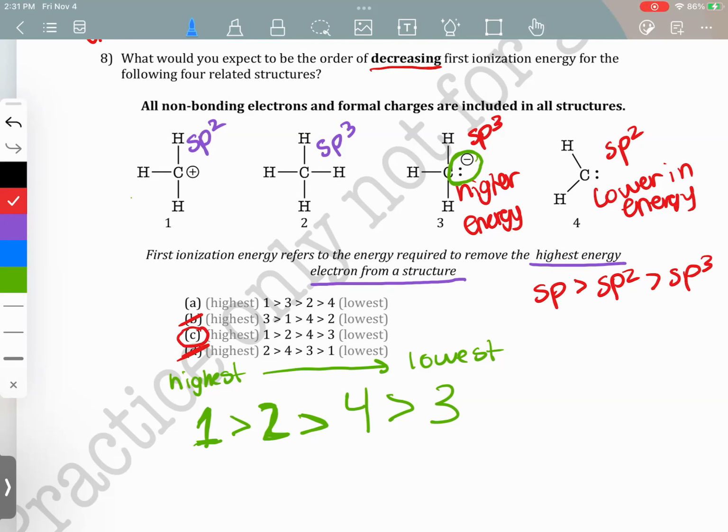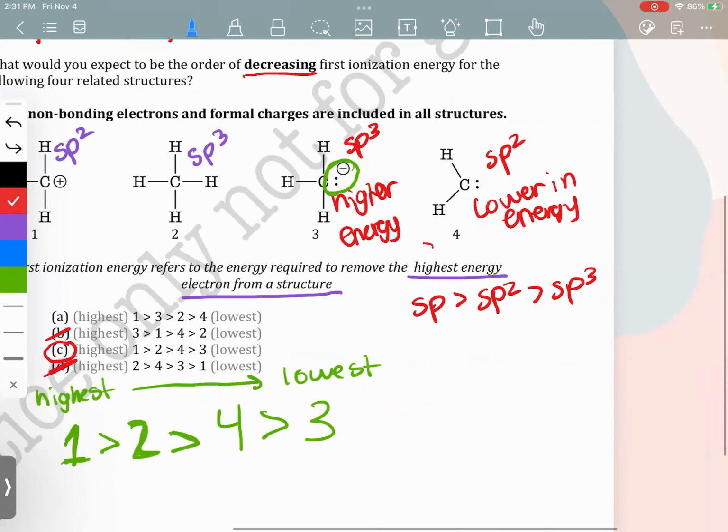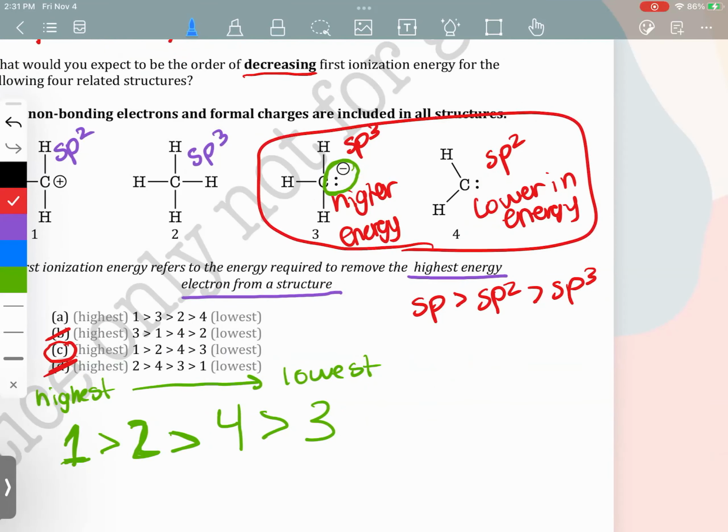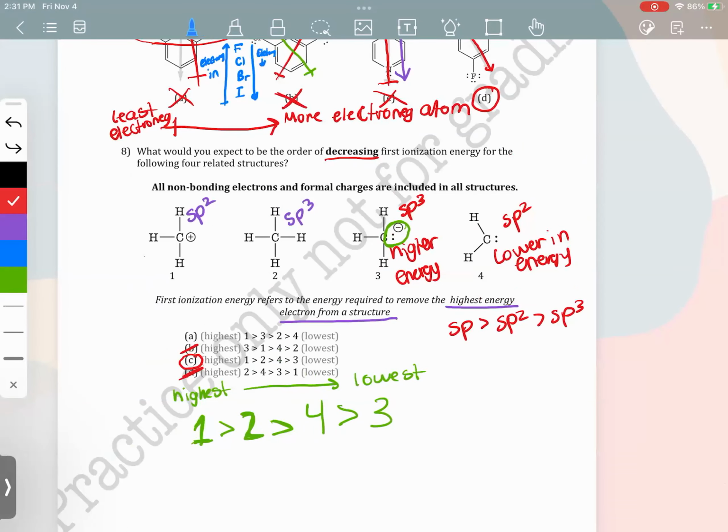Oh wait, one more thing, right? How do you know 2 was the second highest? Oh, because you have no non-bonding lone pairs on this carbon. So all the electrons are in bonds. Electrons that are in bonds are still lower in energy than ones that aren't in bonds, like 3 and 4. That's always the case. Okay.